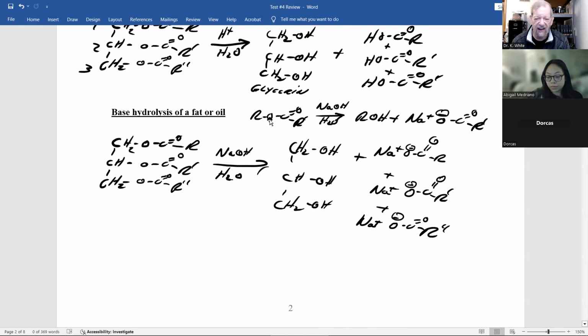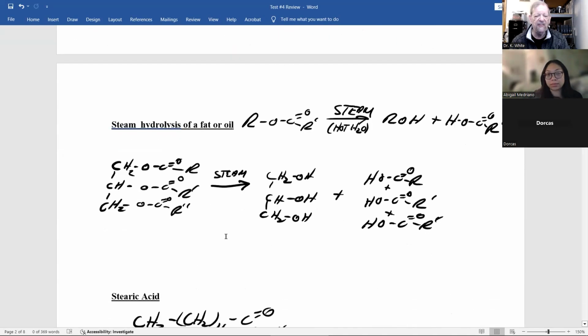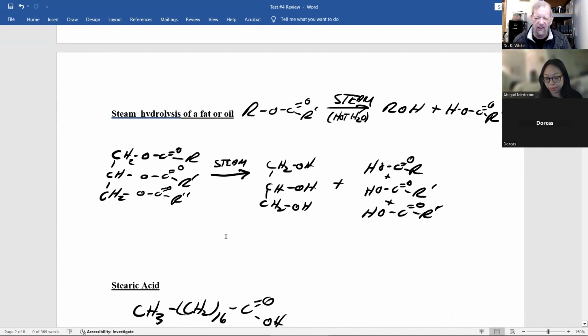Why? If we take an ester based in water, you get back the alcohol plus the carboxylate anion of the carboxylic acid you would have used to make that ester. Well, guess what? Same thing happens with a fat or oil, except you have 3 esters. And ester number 1 gives this alcohol and this carboxylate anion. Ester 2, this alcohol and this carboxylate anion. Ester 3, this alcohol and this carboxylate anion.